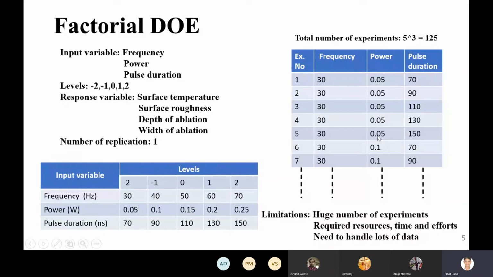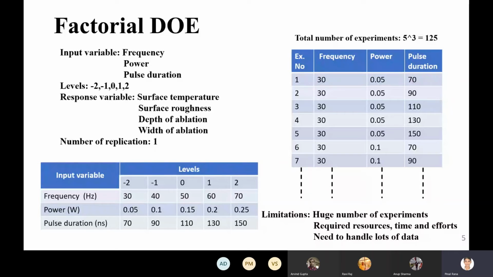Then if we change the value of power to 0.1, and in the same way change the pulse duration across five different values, this way we can form the different combinations, and if we count all the different combinations, the value is 125. Now just imagine the time, effort, and cost required to conduct this many experiments.